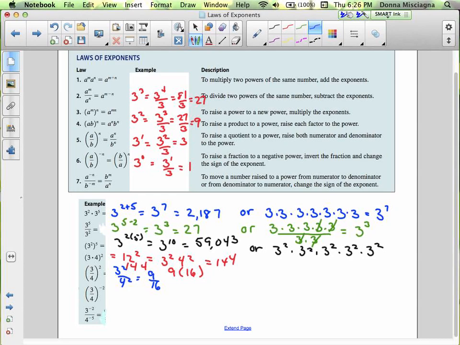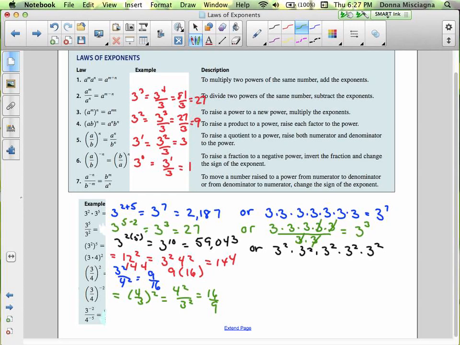So 3/4 to the negative 2 power is the reciprocal, 4/3 to the positive 2 power. So that's going to be 4 squared, which is 16, actually I'll write it in, 4 squared, which is 16, divided by 3 squared, which is 9.